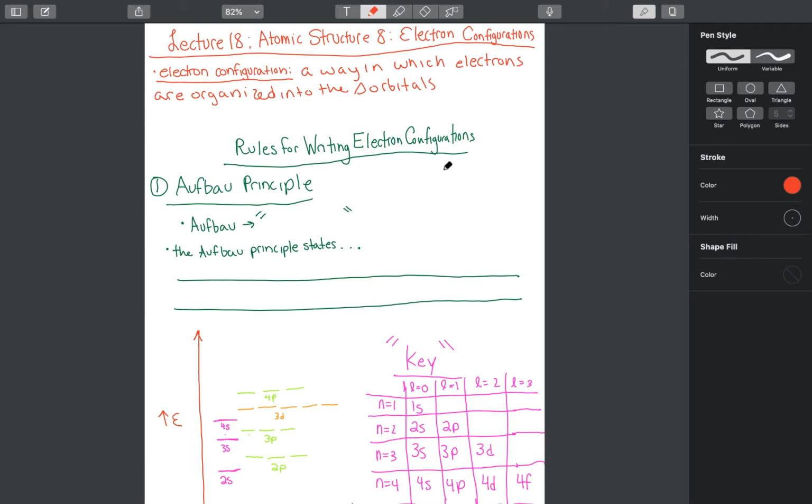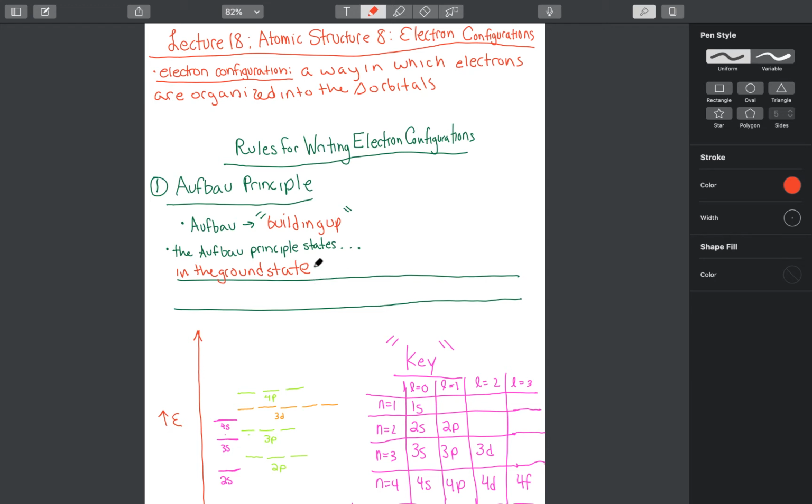So there are certain rules for writing these electron configurations, and the first rule, and probably the most important one, is the Aufbau Principle. Now, Aufbau is a German word for building up, so it is also called the building up principle. So the Aufbau Principle states that in the ground state, so remember, the ground state means the lowest energy state.